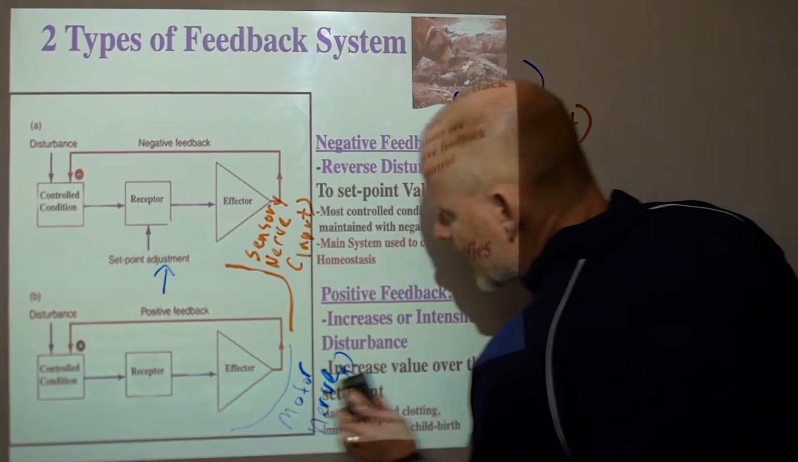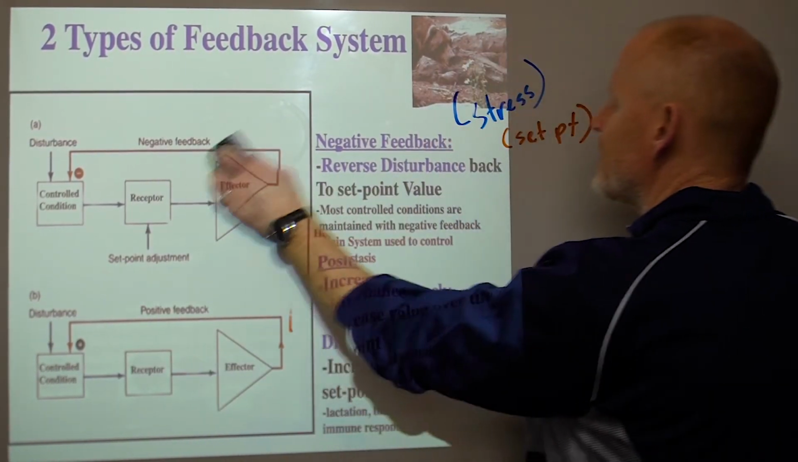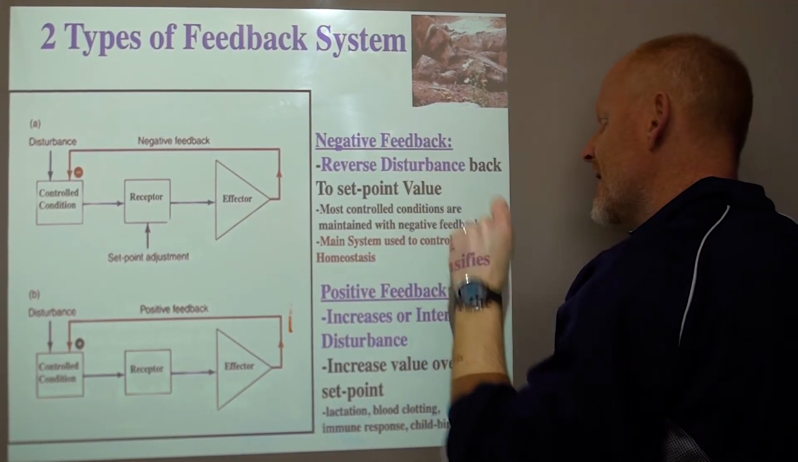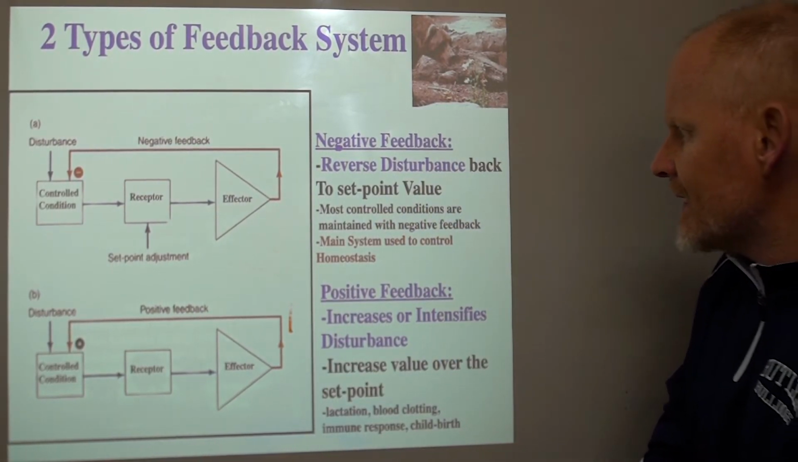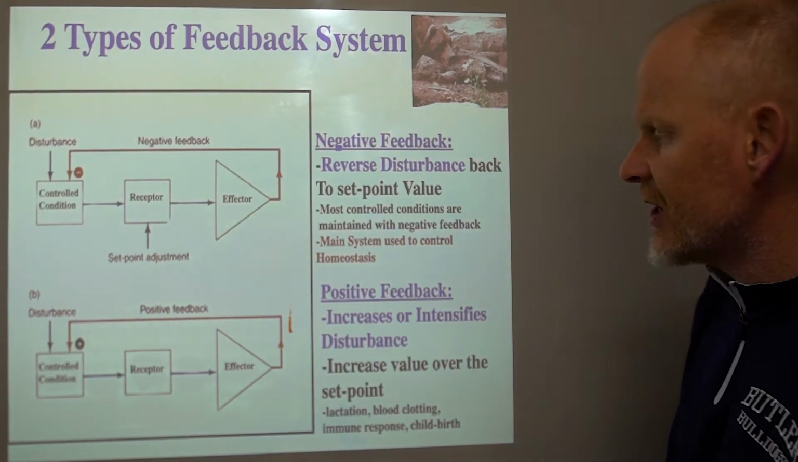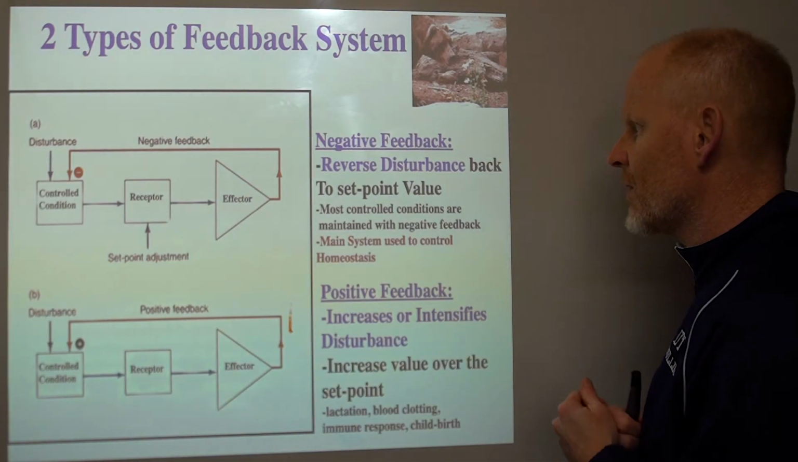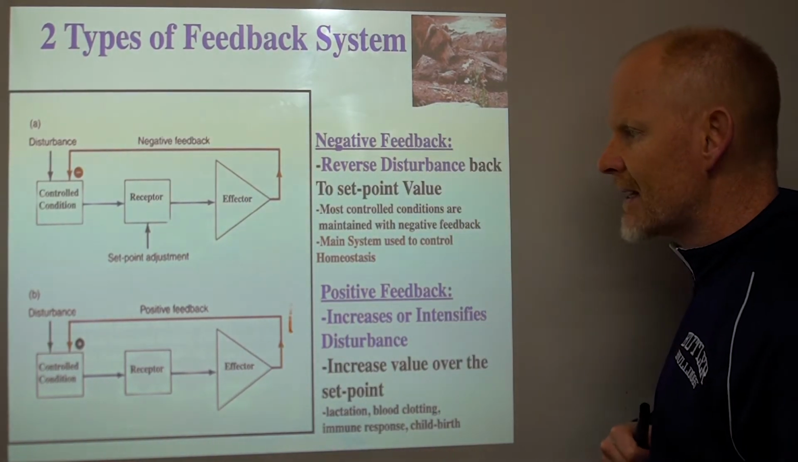Now, there is another type of feedback system that's called a positive feedback mechanism. So we know what negative feedback does. It is set at a set point, and it monitors that set point. And if there's a change above or below it, we reverse or send corrective feedback to bring us back to normal. So it reverses the disturbance back to normal.